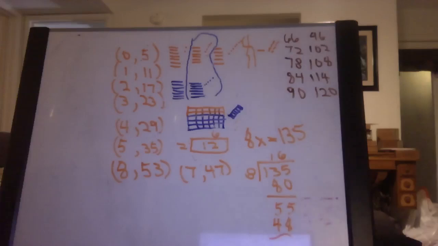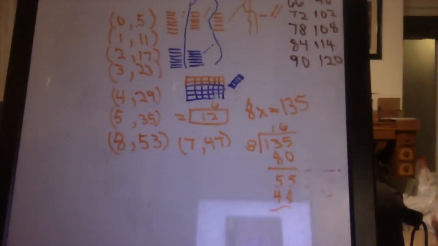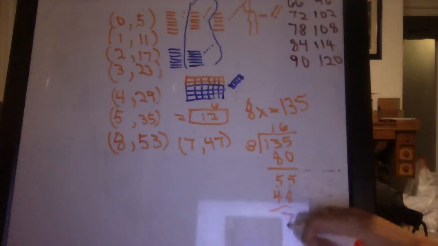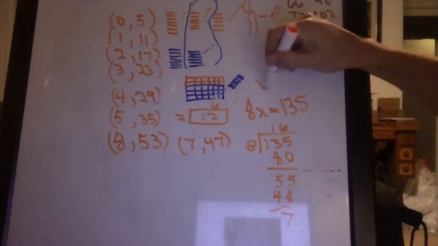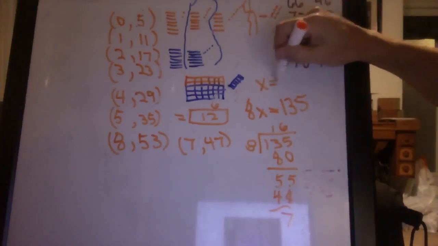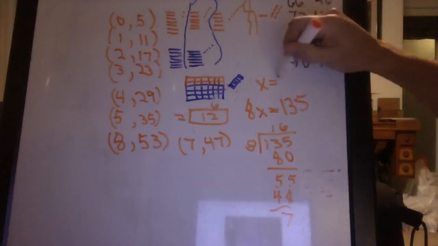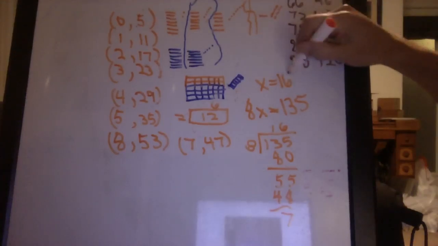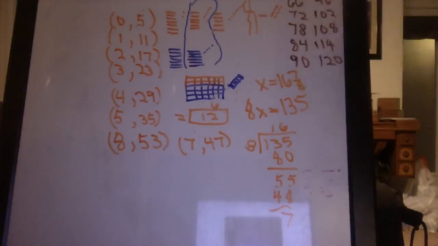And get this down. Oops, we got the reflection from the computer. And there's going to be 7 left. So the answer is x is the same thing as 16 and 7/8. And we could turn 7/8 into a decimal, but you know what? This is a really good answer.